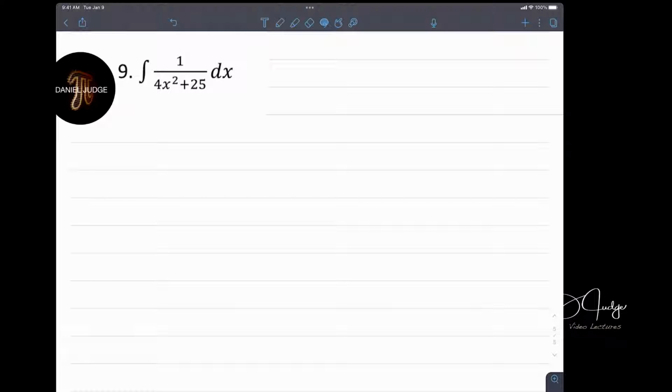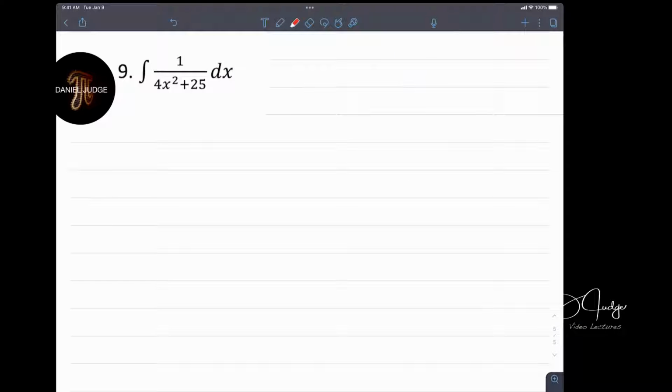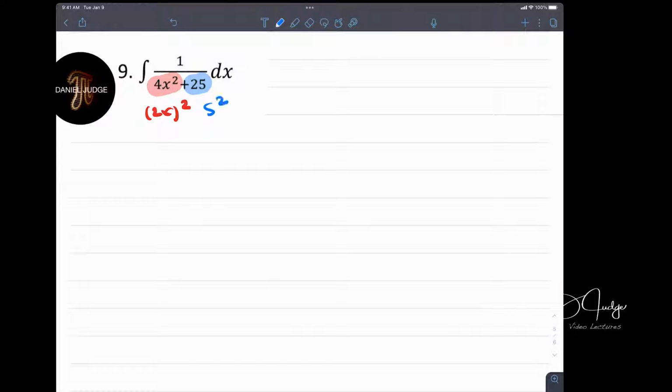Taking a look at this one now. There's a couple of things I want to point out to you. You got this 4x squared. We're going to write 4x squared as 2x in parentheses squared. And I'm going to say this 25, we're going to write as 5 squared. So my integral is 1 over (2x) squared plus 5 squared dx.